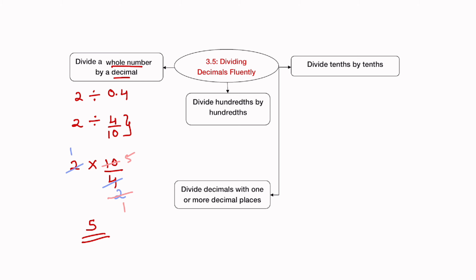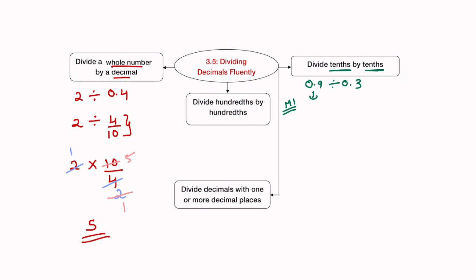The next here we have is divide tenths by tenths. Okay, so we will have one decimal place, right? It's tenths. Let's say, for example, 0.9 divided by 0.3. In this case, we have two methods. Let's understand both the methods. In method 1, what we do is we convert this into fraction format.